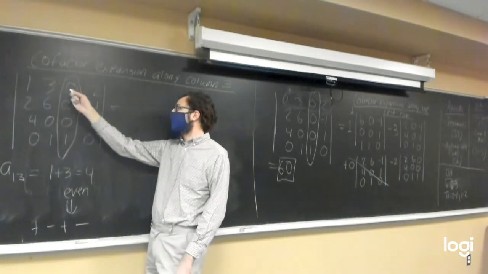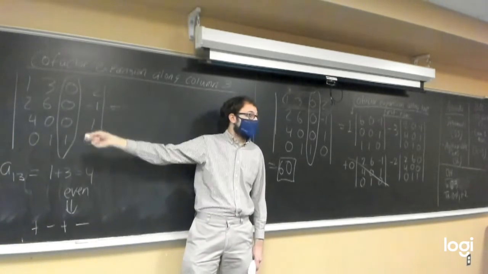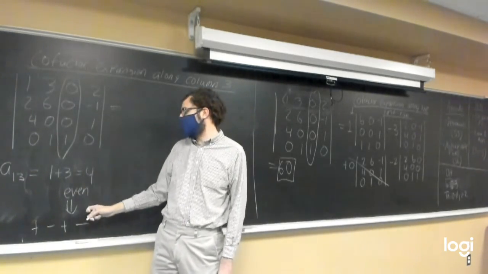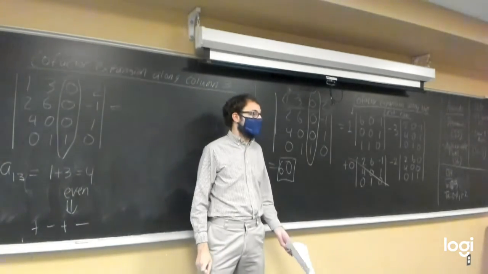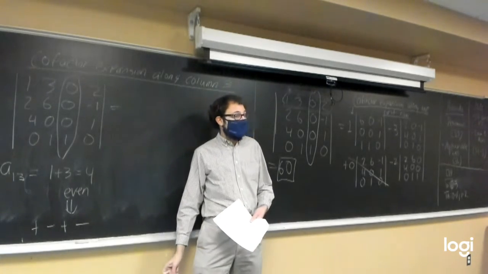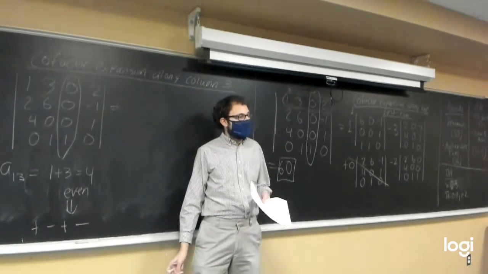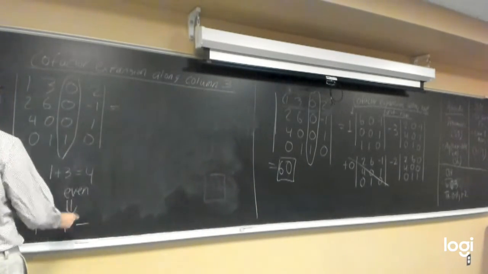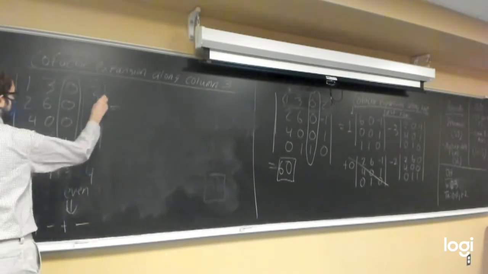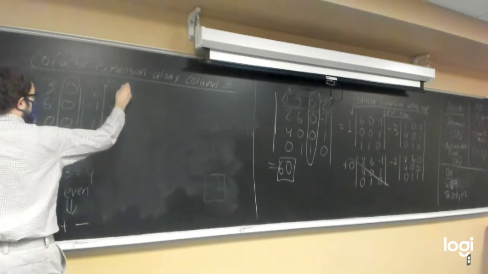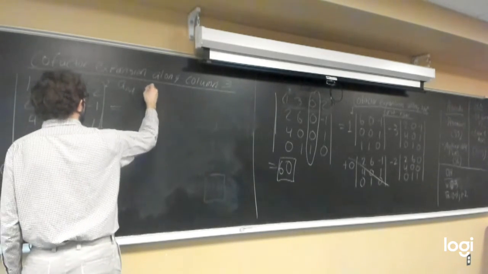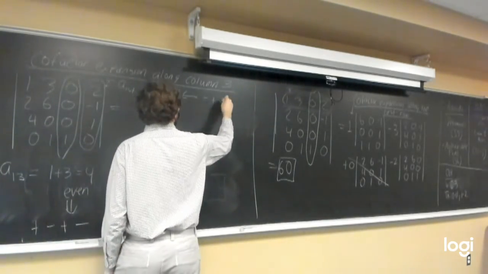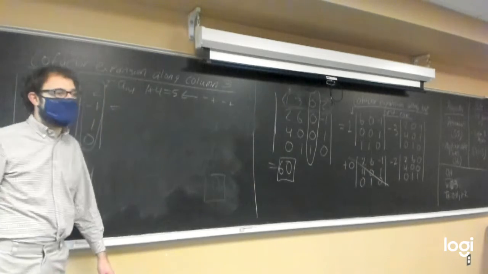If the row plus column number of the first term in that row or column is even, we go plus, minus, plus, minus. If it's odd, we would go minus, plus, minus, plus. So if we were starting by going down along the last column, for instance, this would be the A14 entry, 1 plus 4 equals 5, and we would go minus, plus, minus, plus instead.